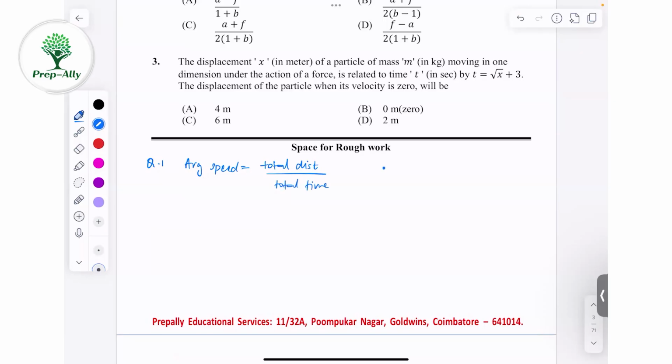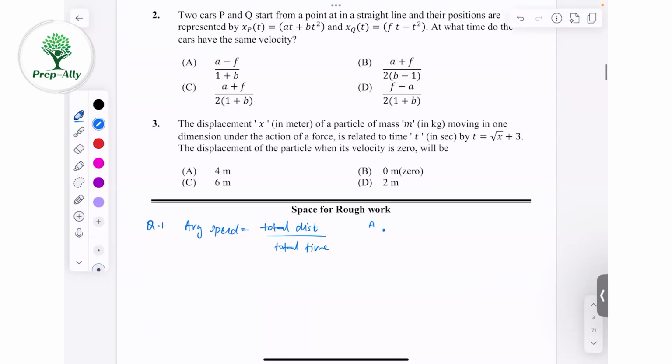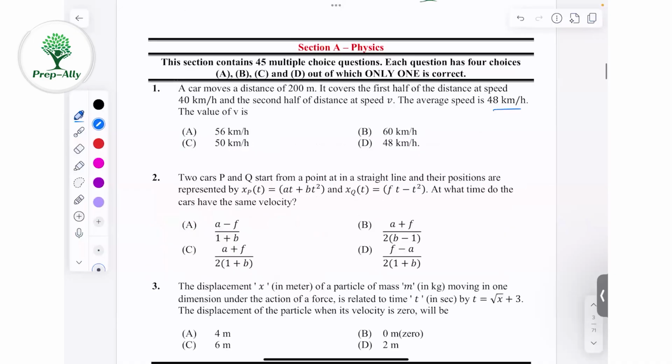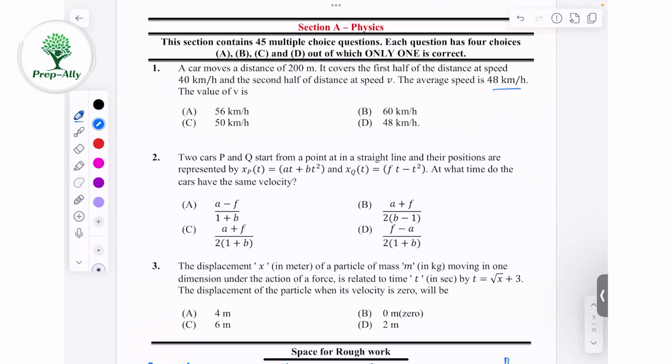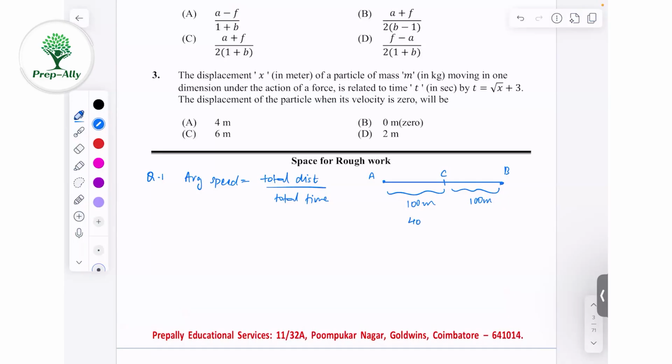Now, the question clearly states that he is going to start from A to B. Half the distance is the midpoint. So this point is C, and this length is 100 meter, and this length is also 100 meter. He covers this length with a speed of 40 kilometer per hour, that's what the question states, and this with a speed of v.